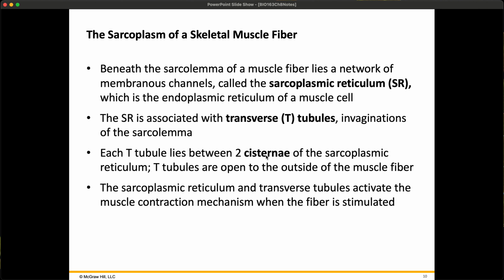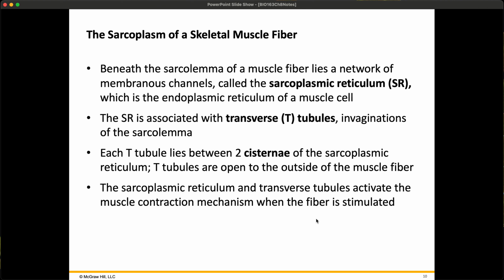That just refers to like a holding chamber. A cistern, right? You might have heard of a cistern before that just holds water or something. That's what this is. Each T tubule is within these two cisternae of the sarcoplasmic reticulum. T tubules open to the outside of the muscle fiber, whereas the sarcoplasmic reticulum is more internal. We also hear that called a triad, where you have the T tubule and the two sarcoplasmic reticulum cisternae. That's the triad. The SR and the transverse tubules activate the muscle contraction when the muscle fiber is stimulated.